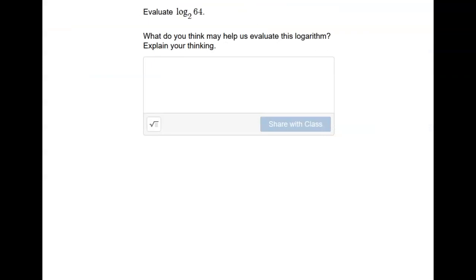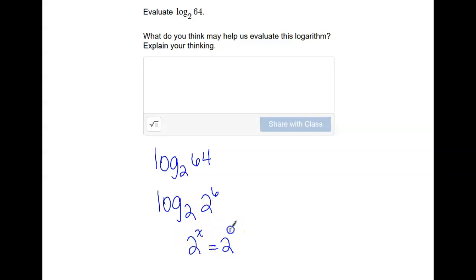Okay, so we talked about this a couple of days ago. If we want to evaluate this, what might help us? Well, take that 64. So if we have log base 2 of 64, we can take the 64 and rewrite it. So log base 2, we want this 64 to be written as a power with a base of 2. So this would be 2 to the 6th power. Now, if we rewrite this as an exponential function, it would be 2 to the power of what is going to be equal to 2 to the power of 6.